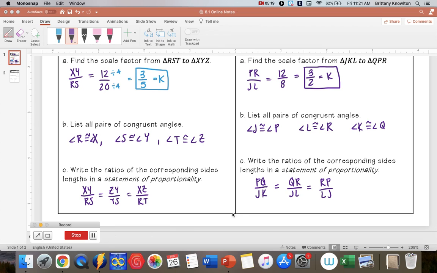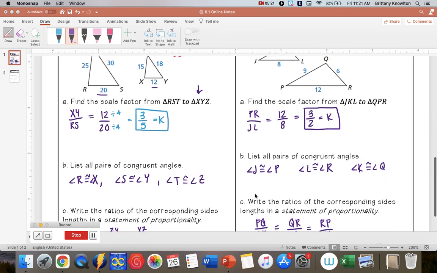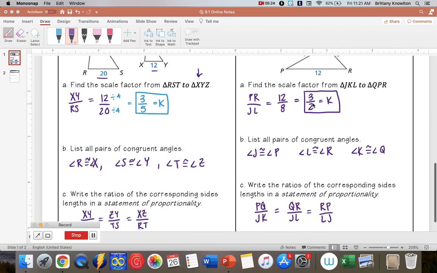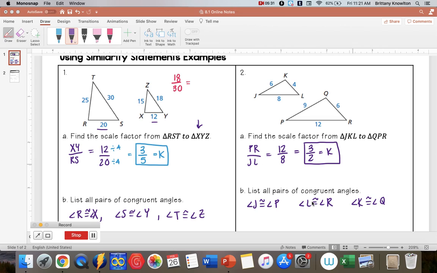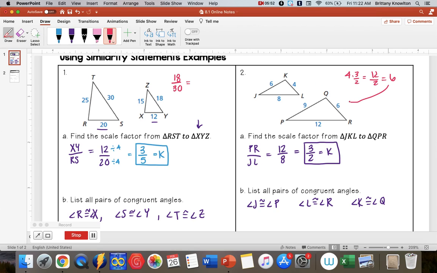So these are the answers that you should have gotten for the second problem. So your scale factor should have been 3/2. Those are your congruent angles, and then your statement of proportionality. You can always check to see if your scale factor is correct by actually multiplying. So if I take this 3/2, I multiply it because I want to go from JKL to QPR. I can multiply it by a side from here. So let's say I want to multiply by 4. And I get 6, and I see that matches over here.